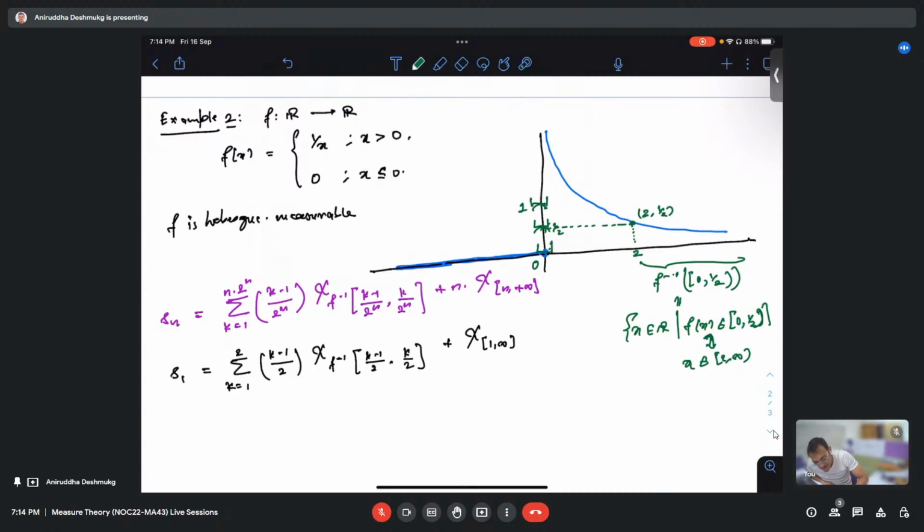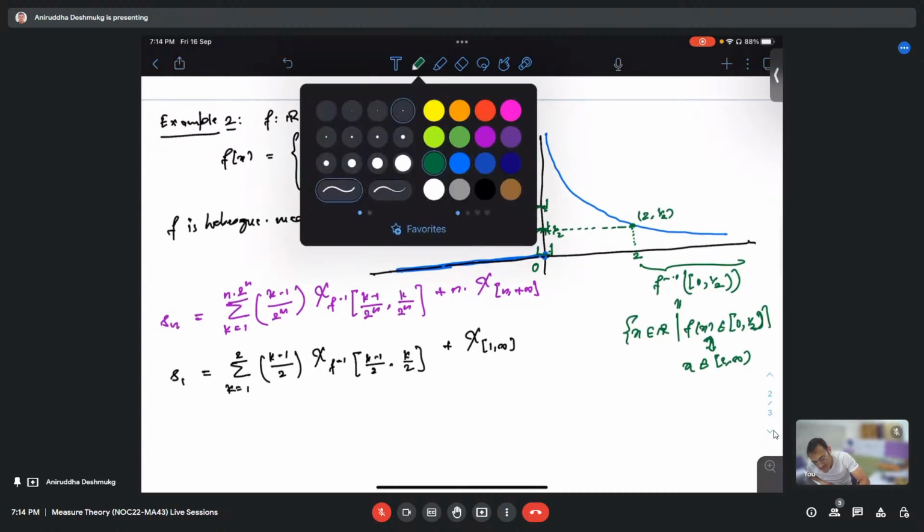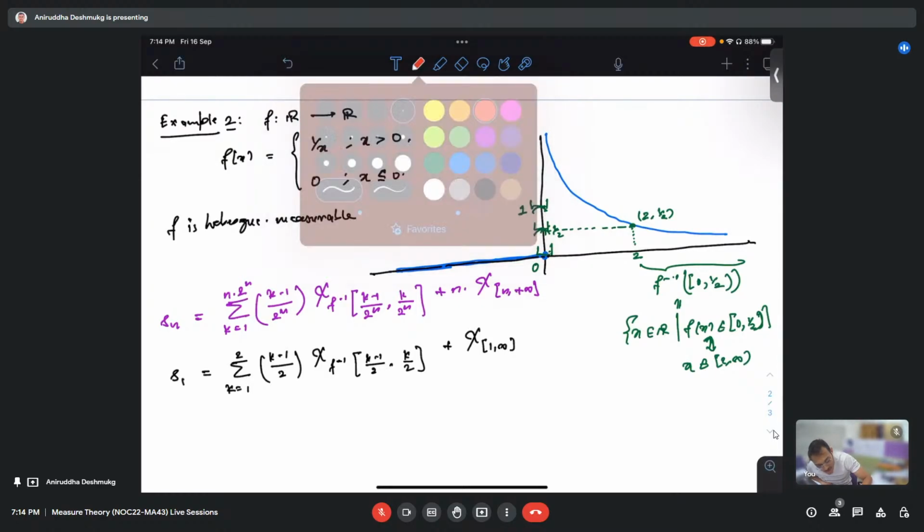Of course the negative part is there, but there it is anyway 0, so we are not really worried about it. The only thing we are worried about approximating is the positive part of the real line. So here we are going to keep it 0.